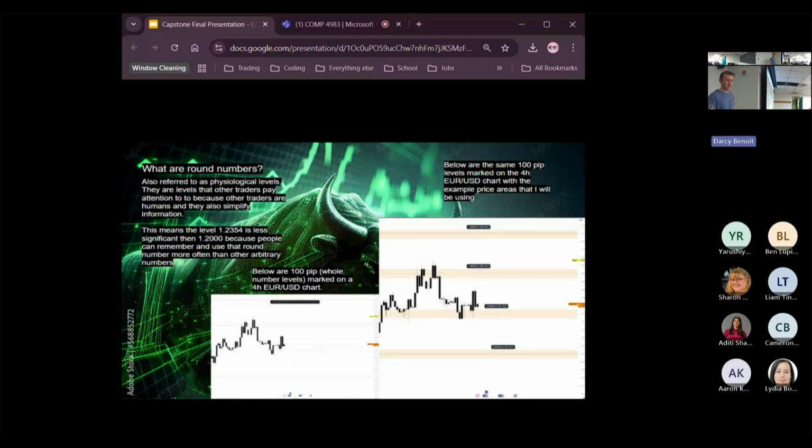So here I want to talk a bit about round numbers, just to demonstrate one of the things that I can automate. Round numbers are like 1.23, 1.24, 1.2500. These numbers usually have a bit more significance because we're human and we try and simplify information. And the people that are trading these markets and moving the money around are also looking at these levels and have these biases. So one of the things that I was going to put in the final program was these round numbers.